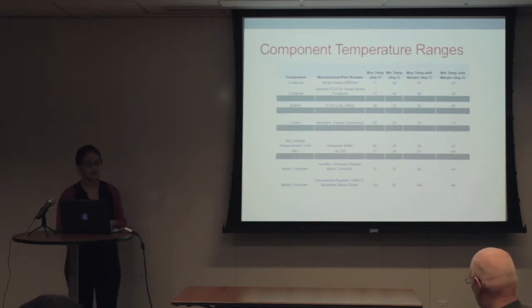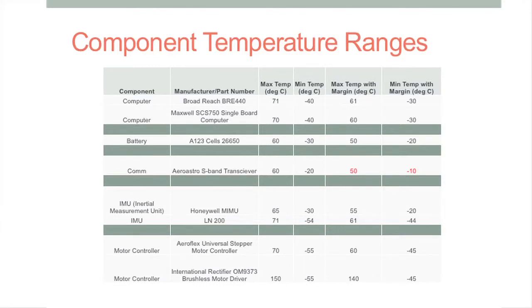Here's some of the component temperature ranges just to give you an idea of our ideal temperatures. The communications is our limiting component, and so you can see here everything needs to be between -10 and 50 degrees Celsius. Originally, there were some other components that the team had said maybe we'll use, and these are the final components that I'm recommending for use based upon my hot and cold analysis.